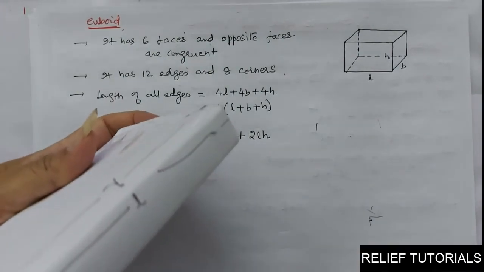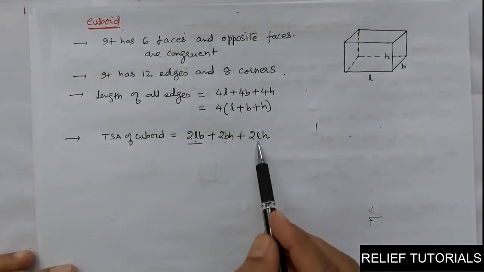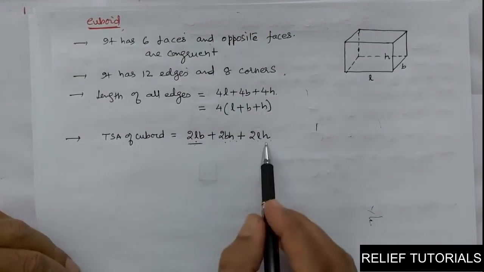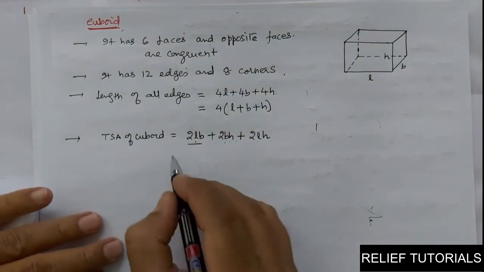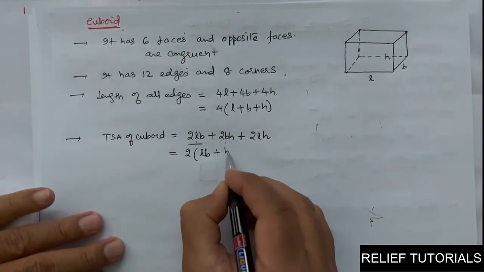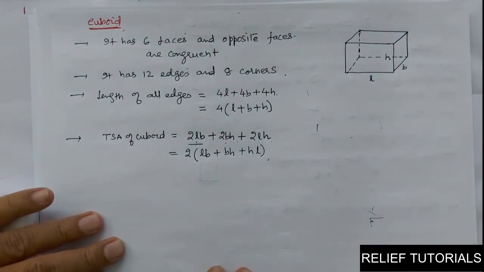Then comes this LH, length into height. So this also LH. So 2 LH. So 2 LB, BH, HL. Clear? This is the total surface area. And if you want to take common, you can take 2 common. So 2 into LB plus BH plus HL. This is the total surface area.